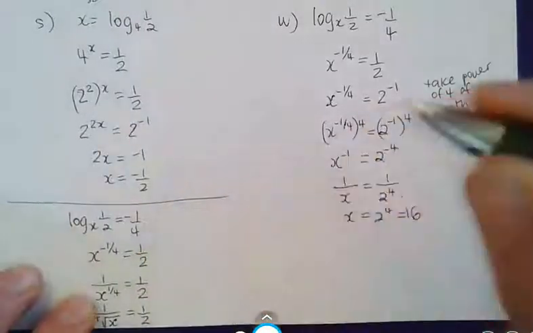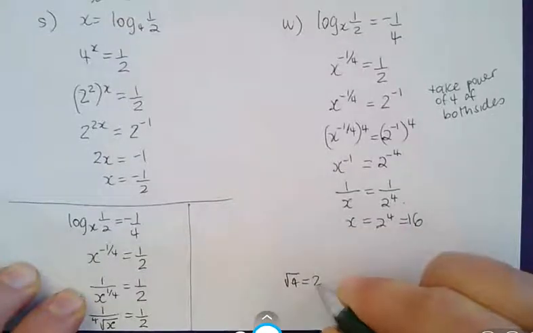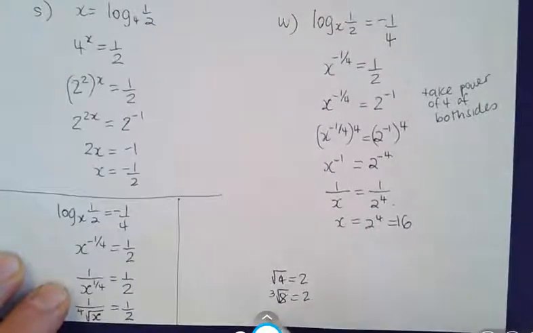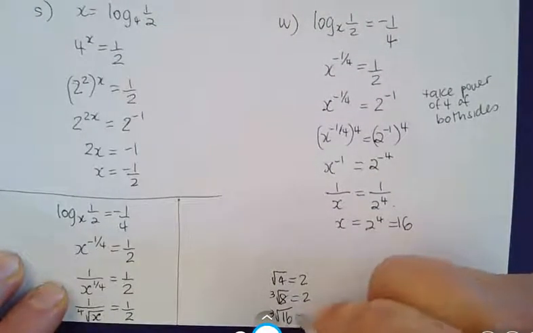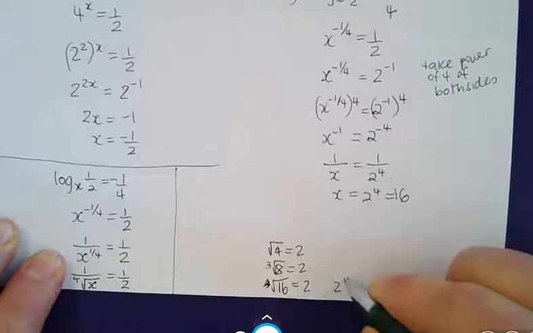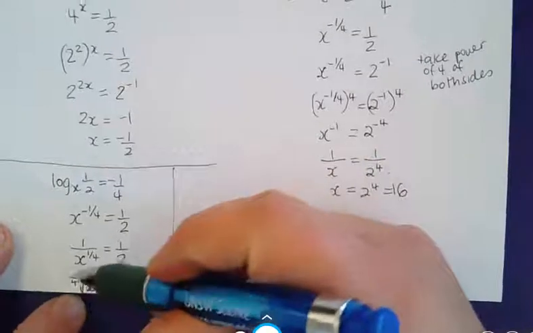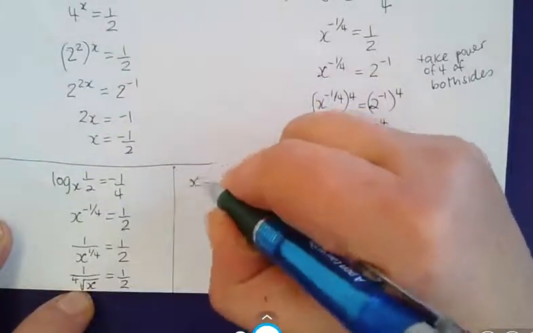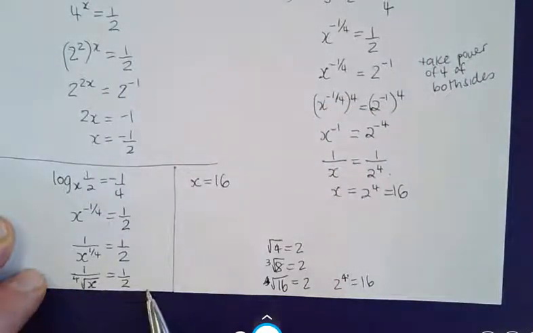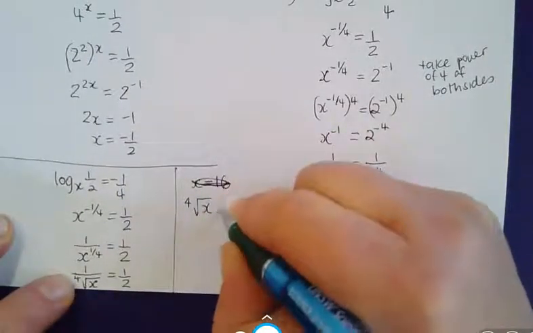You know, like when you do, I'll show you. You know how the square root of 4 is 2? 2 times 2 is 4. The cubed root of 8 is 2 because 2 times 2 times 2 is 8. Do you get it? The 4th root of 16 is 2 because 2 to the power of 4 is 16. So in this case, x is 16, because the 4th root of 16 is 2. So now I can go here. The 1 overs are the same. So the 4th root of x is 2.